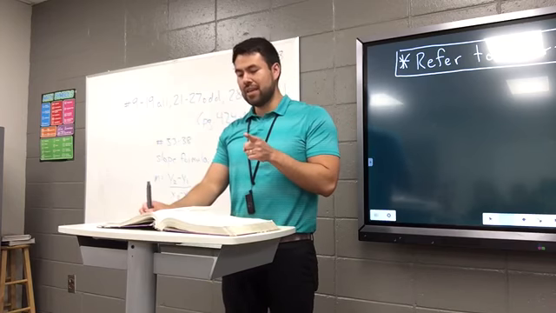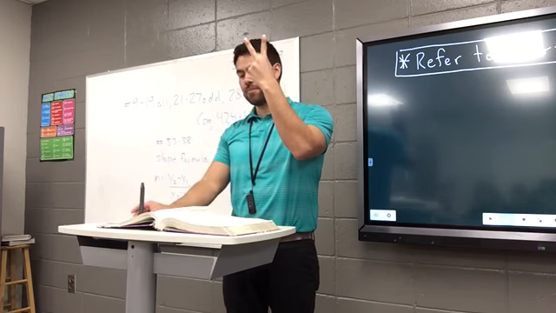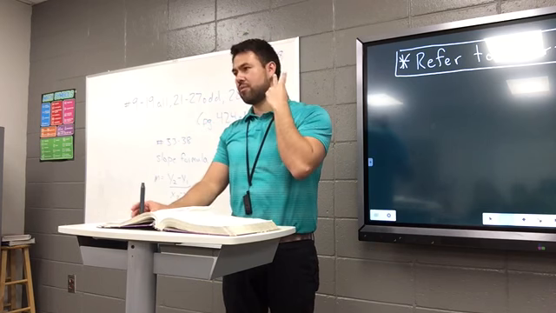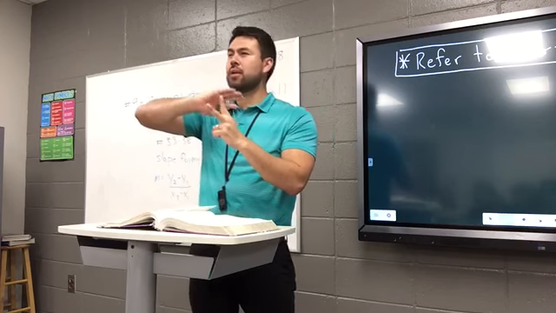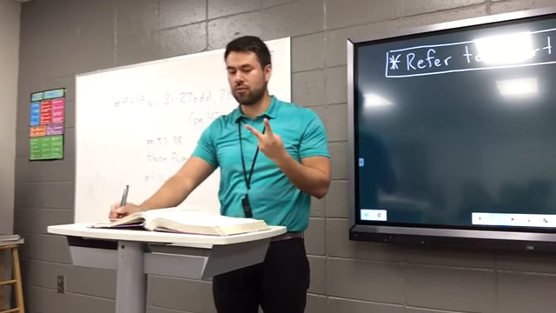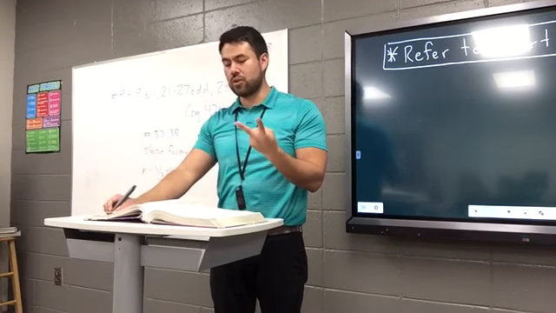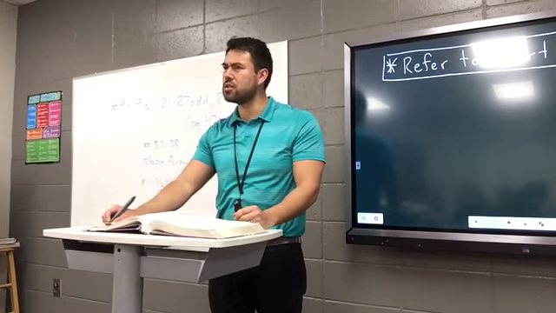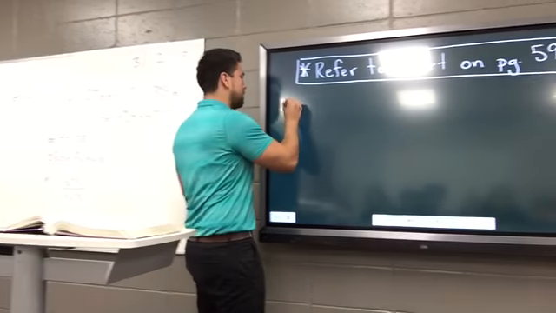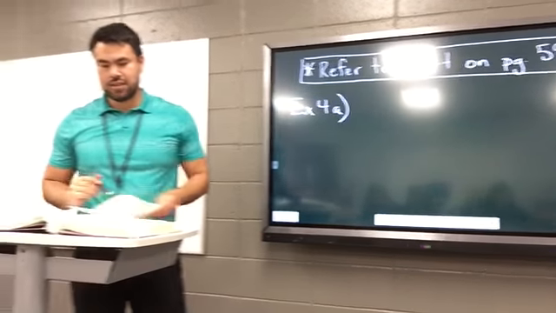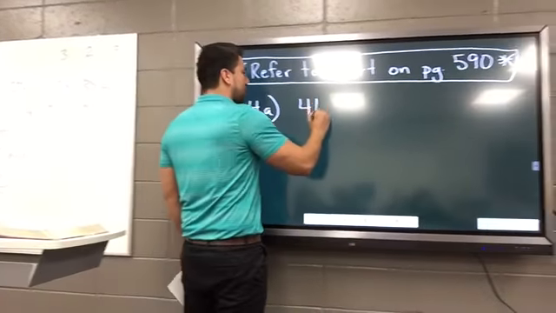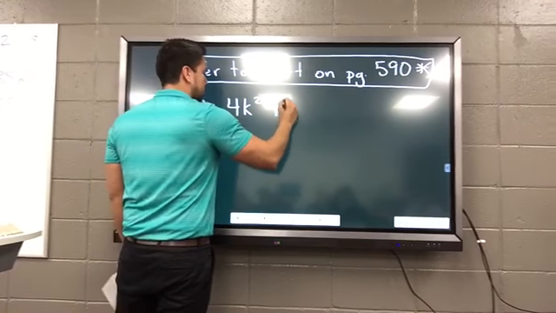But if you have 2 terms, what do you check for? Look at it. GCF, and we're just going to say we always check for GCF, so what else do you check for? Difference of squares. You're like, difference of squares? Example number 4a. 4k squared minus 100.